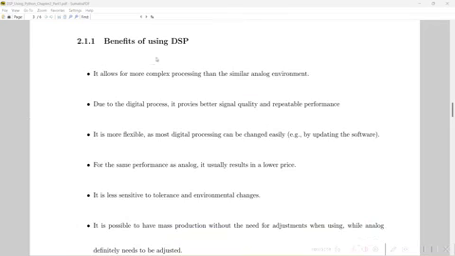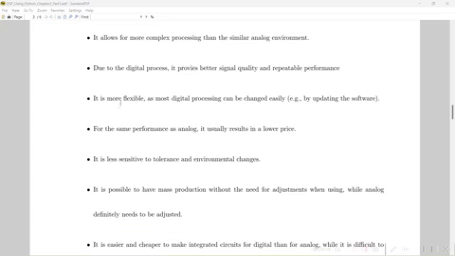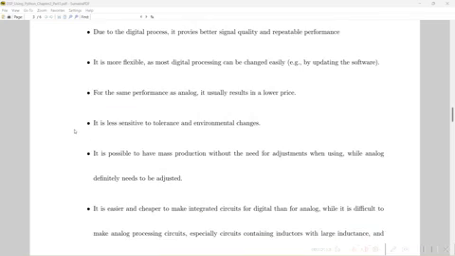What about the benefits of using DSP? It allows for more complex processing than the similar analog environment. Due to digital processing, it provides better signal quality and repeatable performance. It's more flexible, as most digital processing can be changed easily, for example by updating the software. And for the same performance as analog, it usually results in a lower price. It is less sensitive to tolerance and environmental changes.